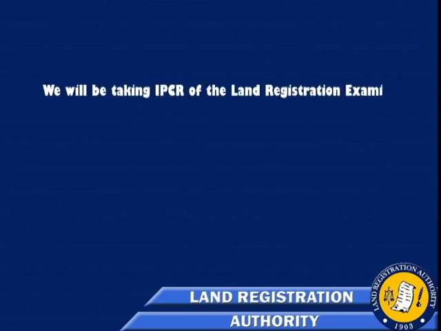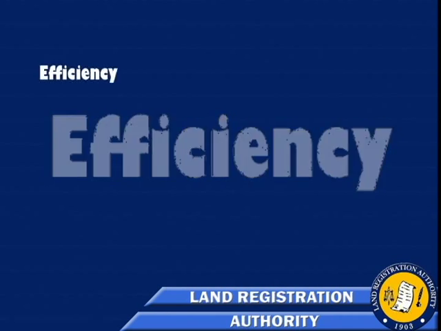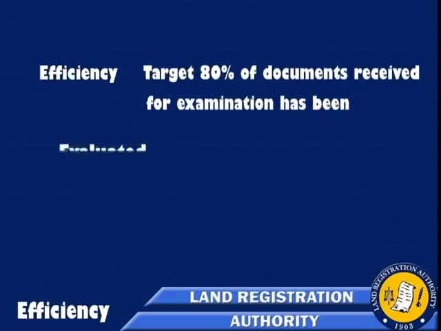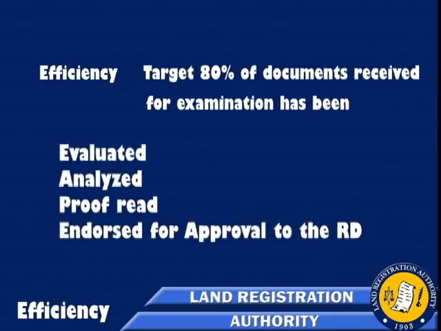Now, let me show you an example. We will be taking the IPCR of the Land Registration Examiner. Let's look at the efficiency. If, for example, the target is 80% of documents received for examination to be evaluated, analyzed, proofread, and endorsed for approval to the RD.